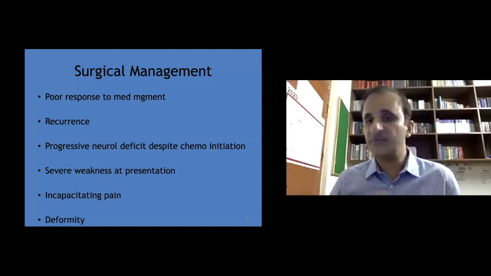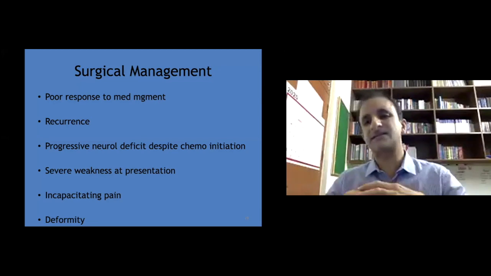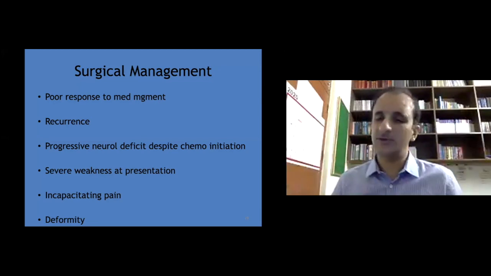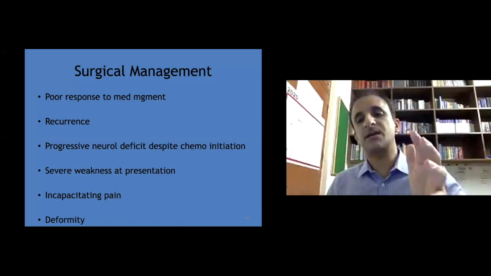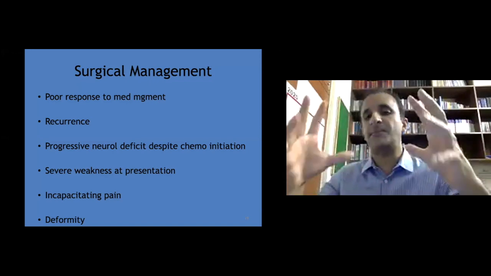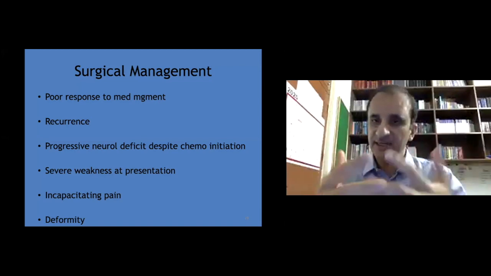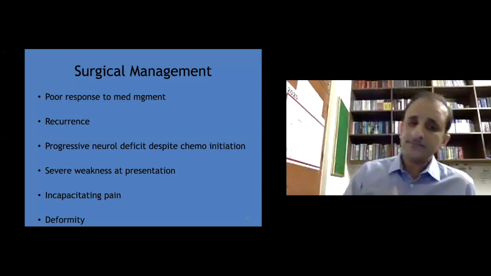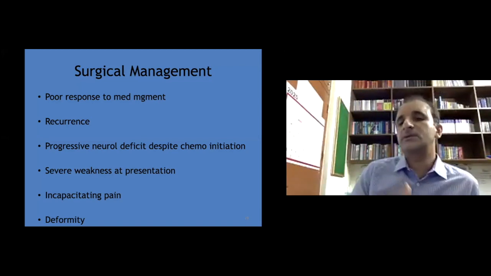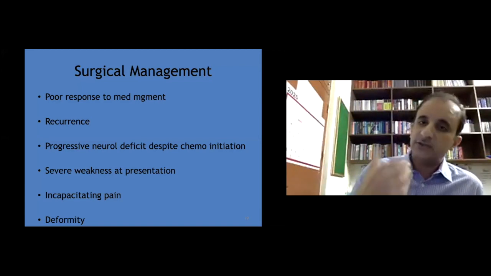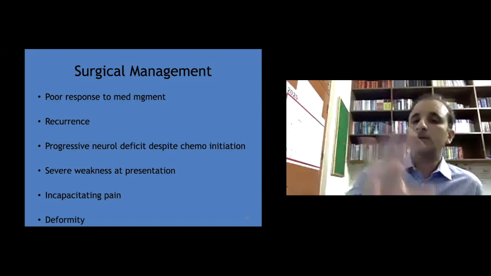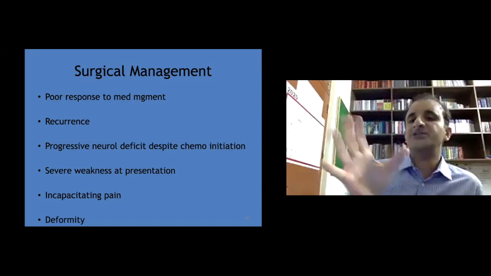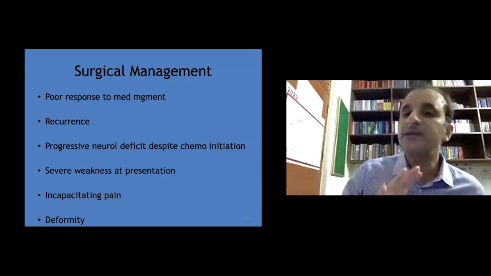Incapacitating pain, severe pain because of spondylodiscitis, because of abscess, so you need to then intervene, because anti-tubercular therapy would further increase the pain and the abscess in the initial 2 to 3 weeks. And finally, if he comes to you with a deformity, you need to take him up for surgery. But overall, the surgical patients would be around 10 to 15, 20%.